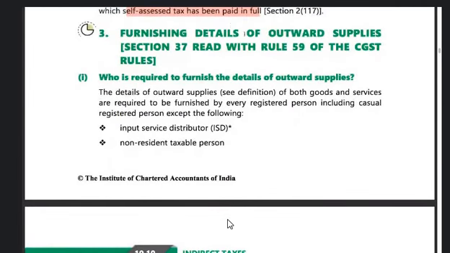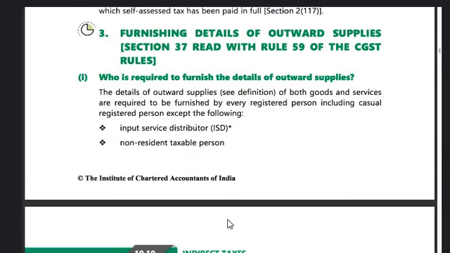So furnishing of details of outward supply, section 37 read with rule 59. This is your first return which we have to file. Who is required to file the details of outward supplies? The details of outward supplies of both goods and services. What do you mean by outward supply?